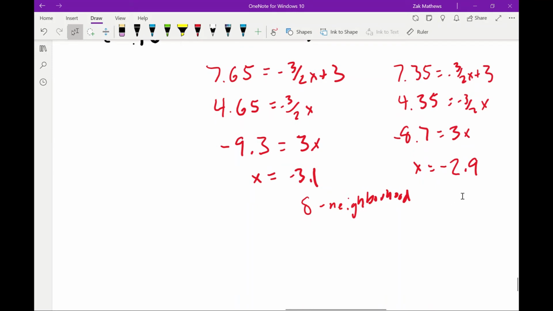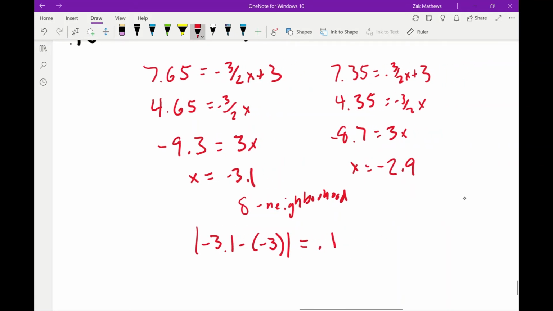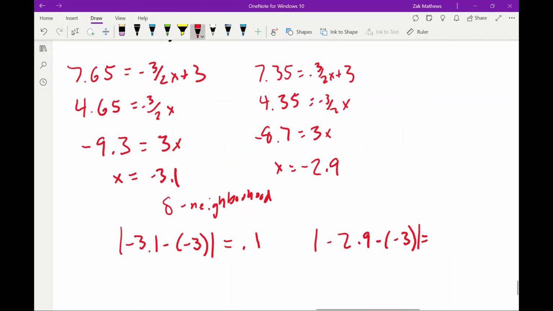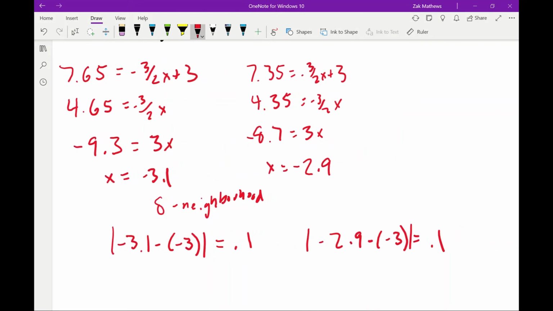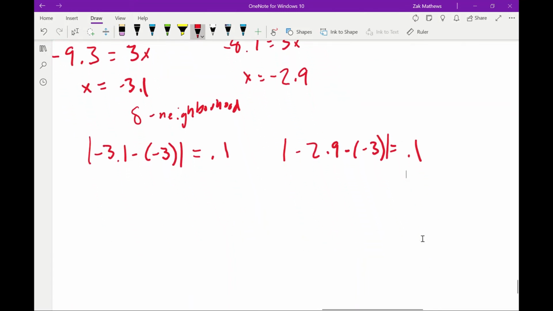And the way I can see that is by taking the delta neighborhood values and subtracting the c. And I get a 0.1 there. It really doesn't matter the order in which you subtract because you're taking the absolute value. It is the x minus c, but it really doesn't matter. When we use the 2.9, we get the exact same thing. We get a 0.1. So our delta is equal to 0.1.